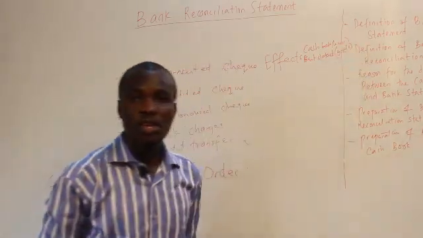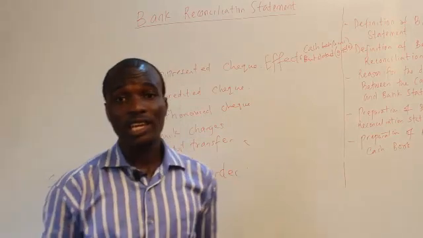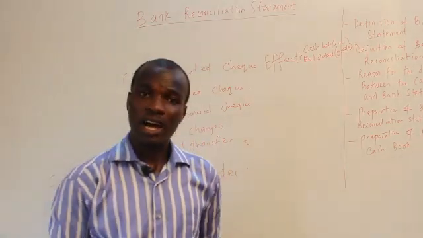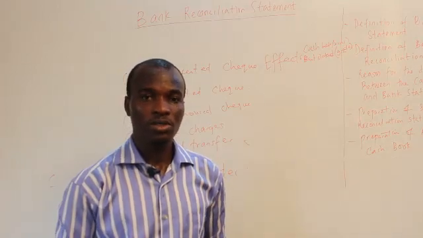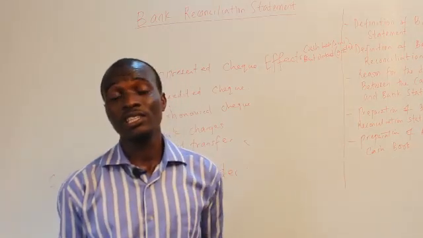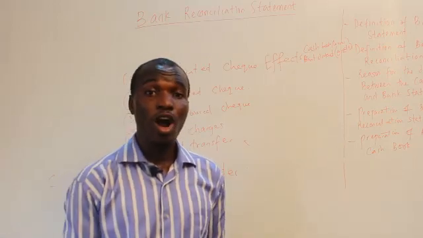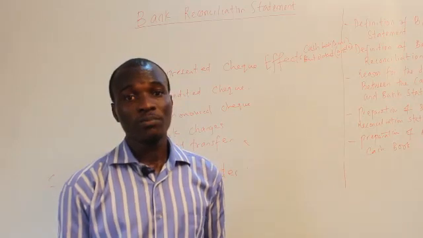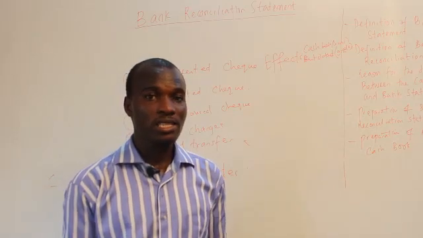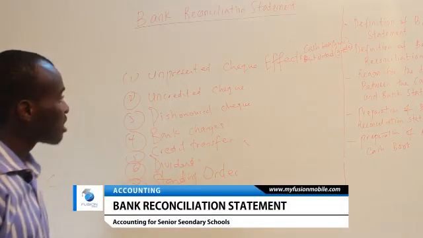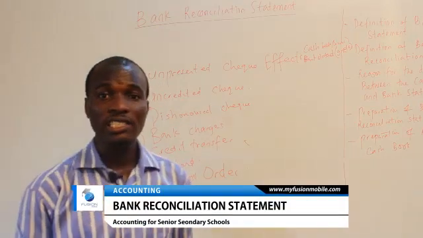So correction. Whenever the unpresented check causes a disagreement between the bank statement and the cash book, the only way to correct it is for us to add the unpresented check to the balance of the cash book, or we deduct the unpresented check from the balance of the bank statement. So we have another reason again for disagreement. We have the uncredited check.